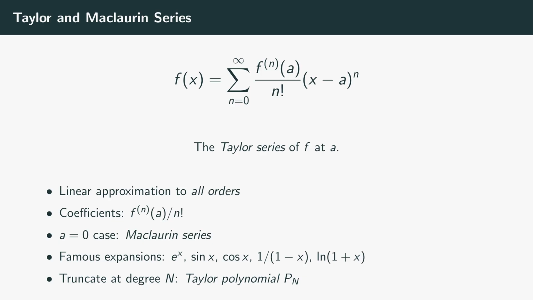The answer is unique. There is exactly one infinite polynomial whose derivatives at a agree with f's derivatives at a to all orders, and its coefficients are the nth derivative of f at a over n factorial. That polynomial is the Taylor series.